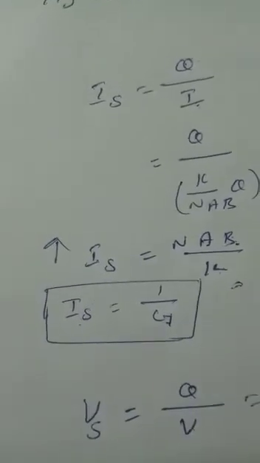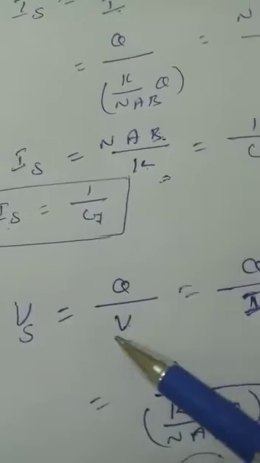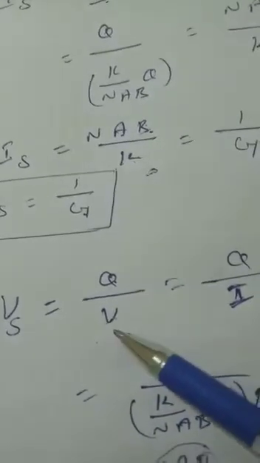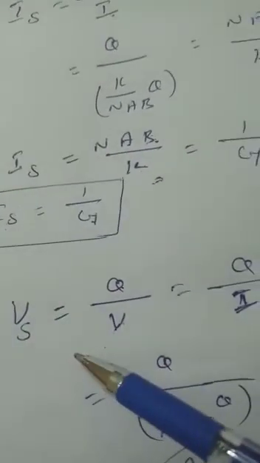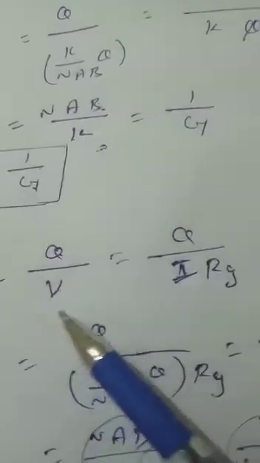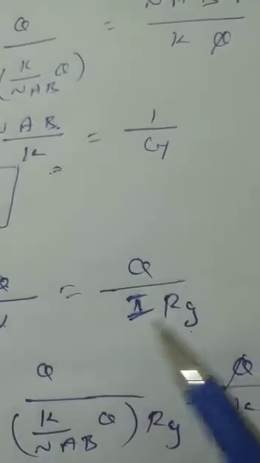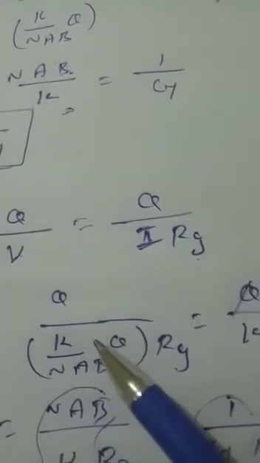Next, voltage sensitivity. Voltage sensitivity is nothing but the deflection produced per unit voltage applied across it. It is the voltage sensitivity. In the Gauss meter, voltage V is equal to I into Rg. So we can write Vs is equal to theta by I Rg.